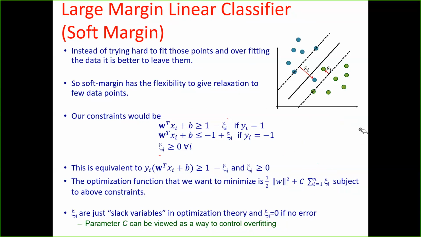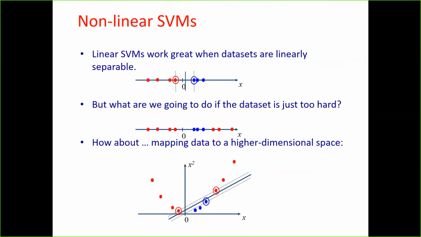So this is the current objective. We want to minimize W square by 2 and the summation over these slack variables. And C is like a weightage that you give to this part of the objective function. It's like a lambda in the case of the regularization term.